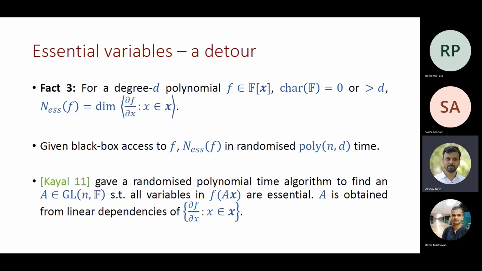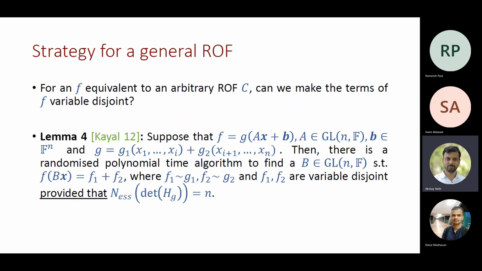So the message is we can not only compute the number of essential variables of F, but we can also remove all the non-essential variables efficiently. And we crucially use this. So now let's come back to the question that we had.